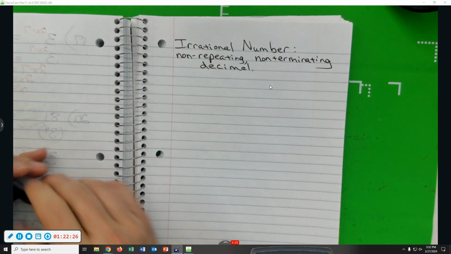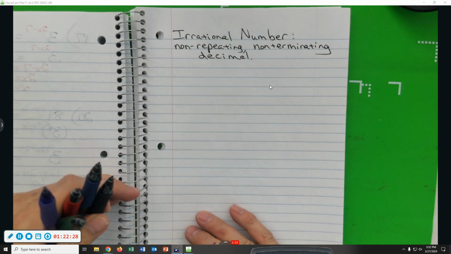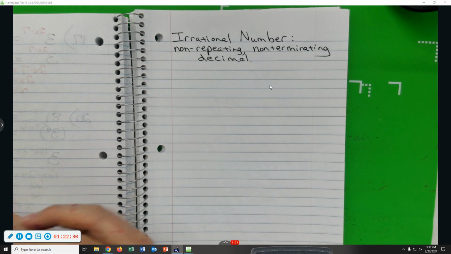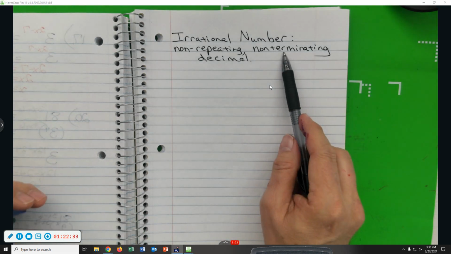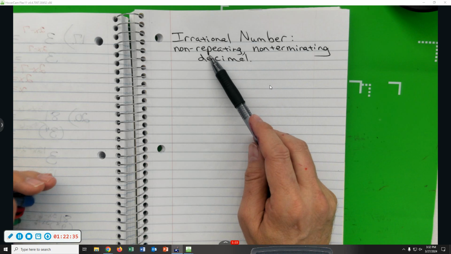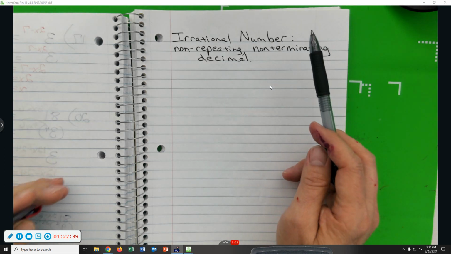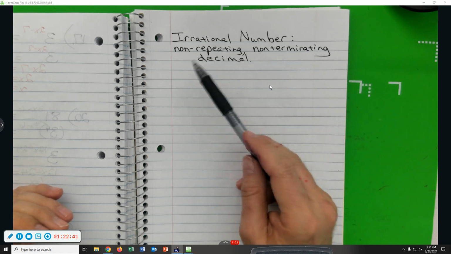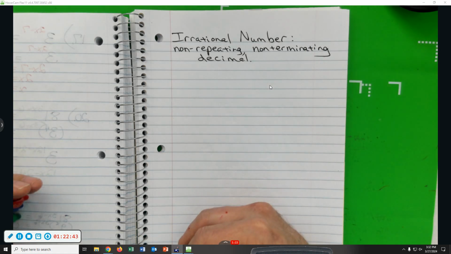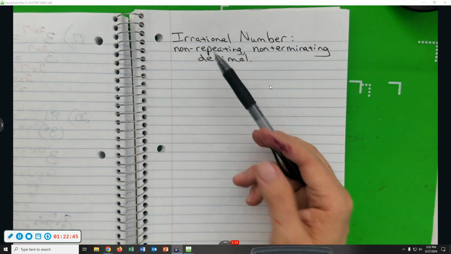When I heard that definition years and years ago, I thought that's ridiculous, because if it's not going to terminate, it's going to have to repeat digits. We only have 10 digits: 0, 1, 2, 3, 4, 5, 6, 7, 8, 9. So we only have 10 digits.